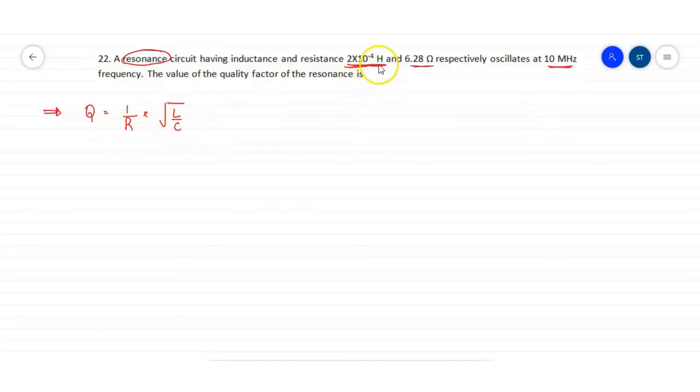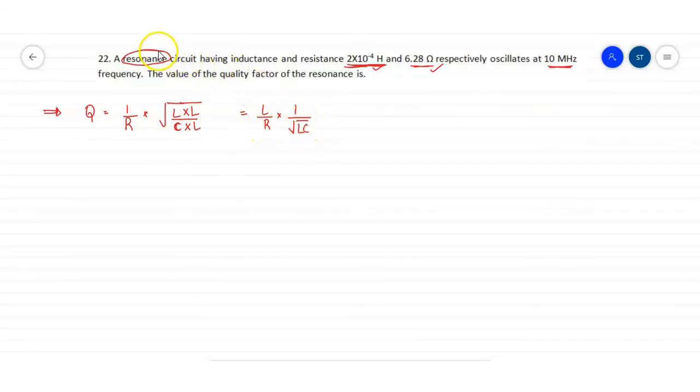Here we are given L and R. We don't have any information about C, so let us eliminate this C. What I am going to do is multiply and divide this with L. So this root L square can be written as L. So I am going to write it as L by R into 1 by root LC.